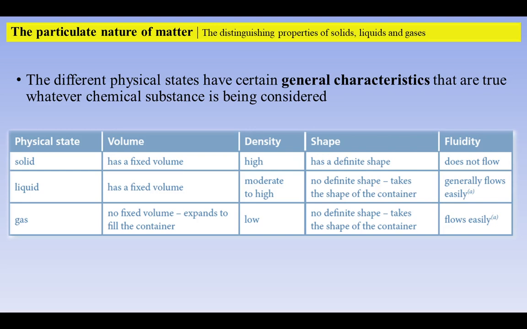And now, for the third physical state, which is the gas, gases have no fixed volume. They expand to fill the container. Okay, their density is low, then the shape, they have no definite shape, which means that they take the shape of the container, like the liquids. And in terms of fluidity, they flow easily.